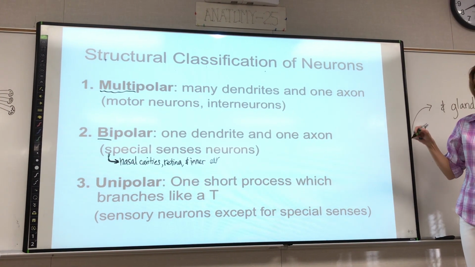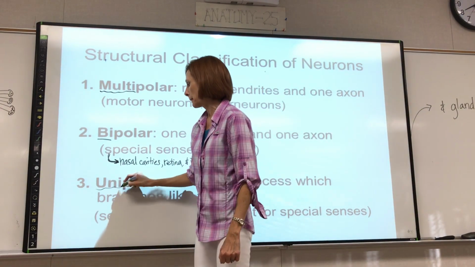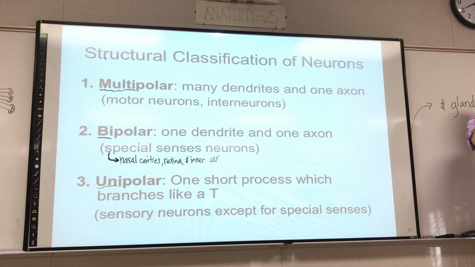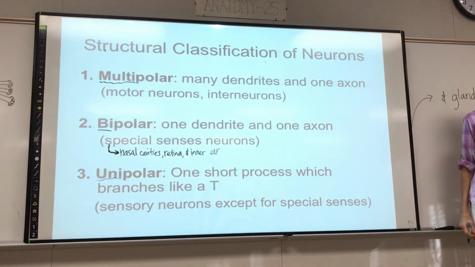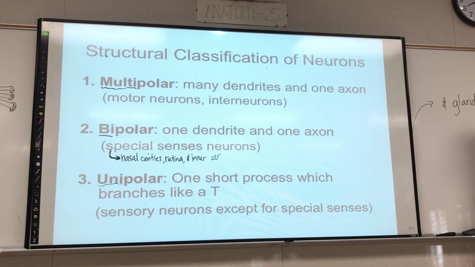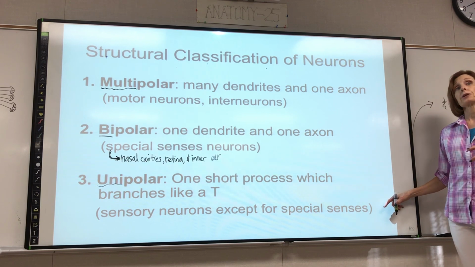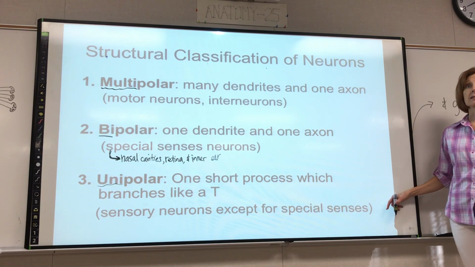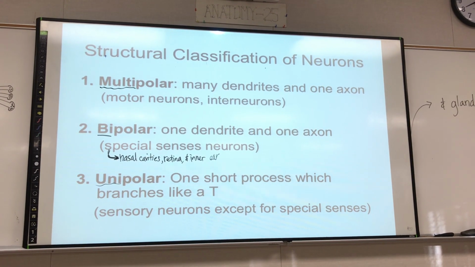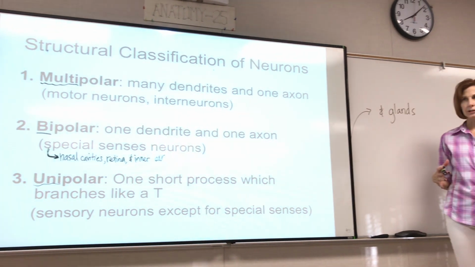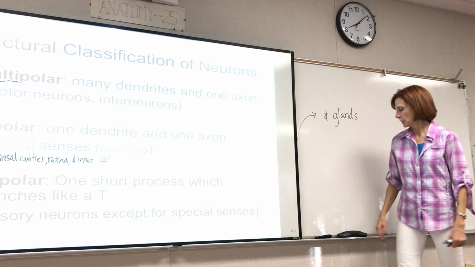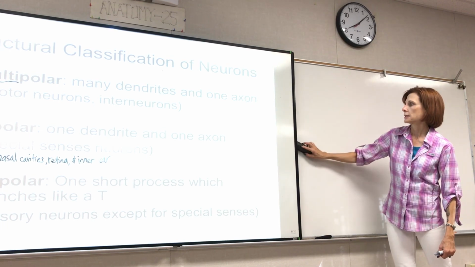Okay, and then the last type of neuron is a unipolar, uni meaning one. So there is one short process attached to the cell body that splits. Okay, and we will take a look at that in just a second. These are our other sensory neurons, besides the special senses. So all of our sensory neurons that carry touch, pressure, pain, temperature types of sensations are going to look like this. They're unipolar. Okay, let's take a look.